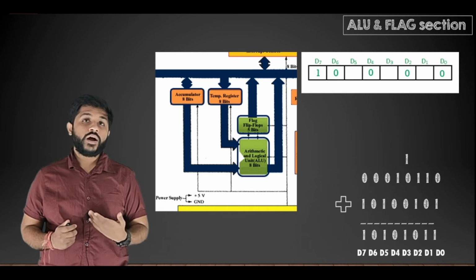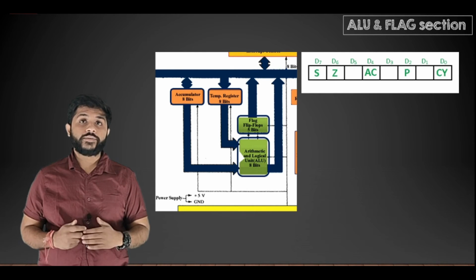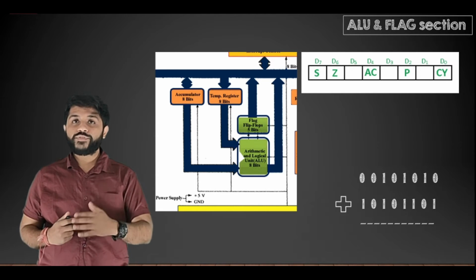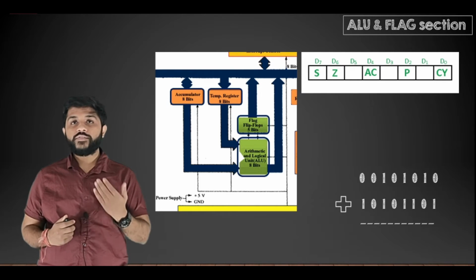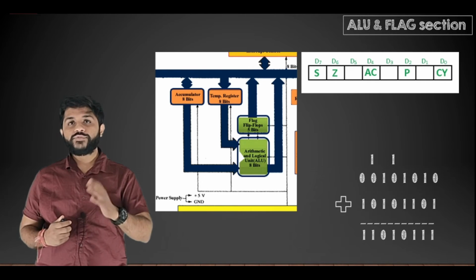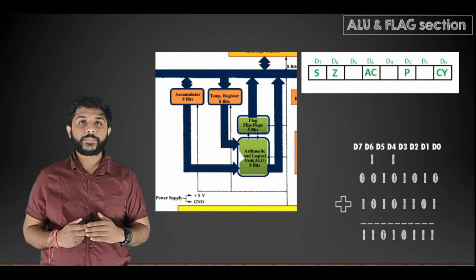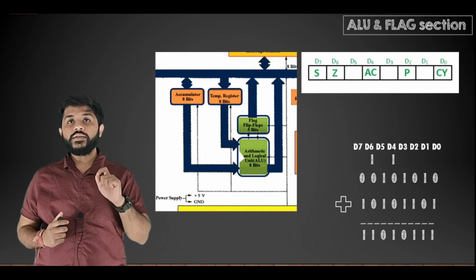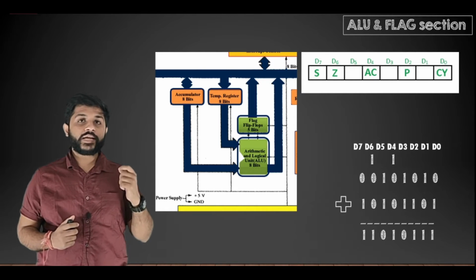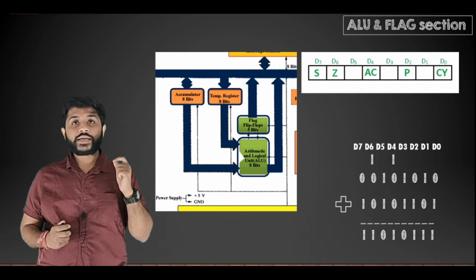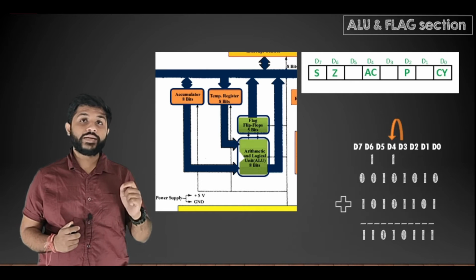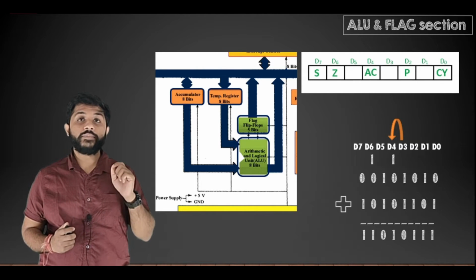Now let's see how the auxiliary carry is generated. Again, let's see the example of addition of these two 8-bit numbers, and after adding these numbers you will get this answer. Let's name these bits from D0 to D7. Now when will the auxiliary carry be set? When you perform any arithmetic or logical operation, and the carry is transferred from D3 to D4, in that case the auxiliary carry will be set.